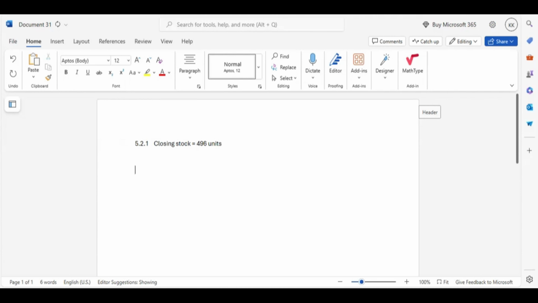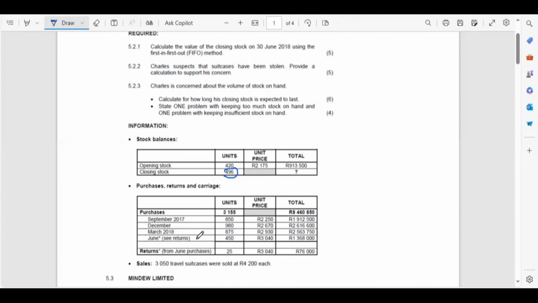Now, from those 496, based on the FIFO method, I know that 450 would be from my latest purchase from June. So obviously, stock which was purchased in September, December, as well as some of the stock purchased in March, we expect them to be sold. Why? Because this was the stock that was bought in first. Here we sold 3,050 travel suitcases, meaning that from that 3,050, we expect all our opening stock to be sold, which is 420 units, due to the first in, first out method. And also we expect the 850 from September to be sold, as well as the 980 from December. Same applies with March, but not all stock from March was sold.